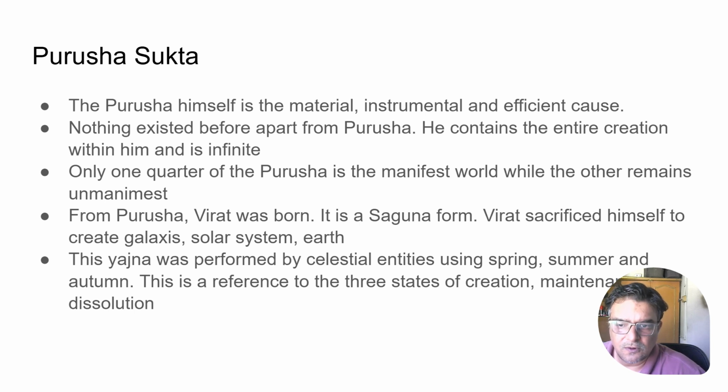Nothing existed before apart from Purusha. He contains this entire creation within him, and it's infinite. Only one quarter of Purusha is the manifest world, and the rest remains unmanifest. Here we go into details of the creation from this Purusha, which is still the supreme being. Virat is born. Now, this is a Saguna form. Purusha Brahman, obviously, is attributeless.